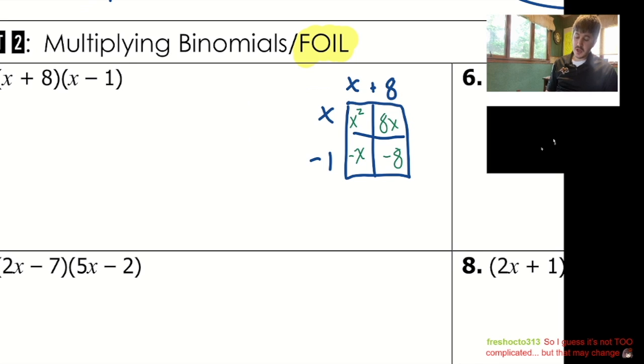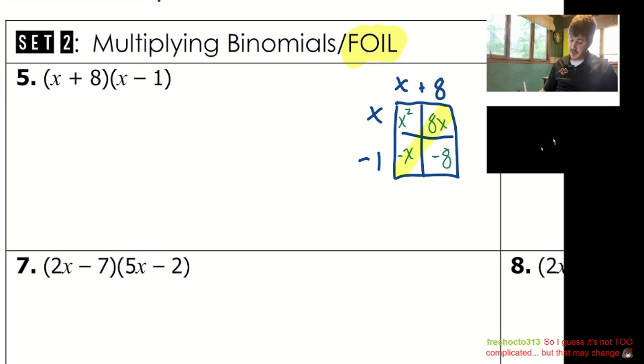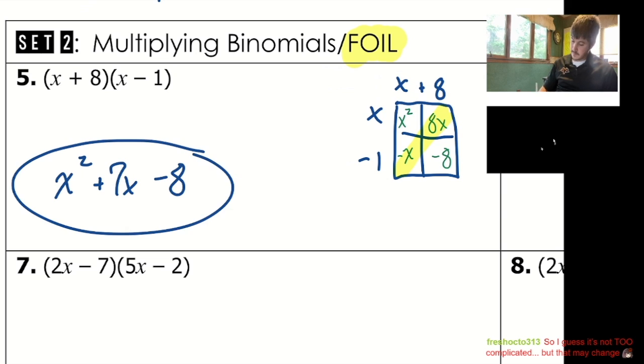And typically you can combine one of them, well, I guess two of them, which are usually these two right here. That could be combined to write out the entire expression, which is x squared, then you have 8x minus x, which would be plus 7x minus 8. That's it. And that's just expanding it out, foiling, really whatever you want to call it.